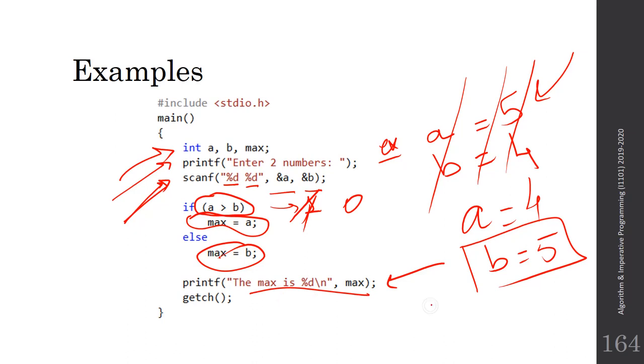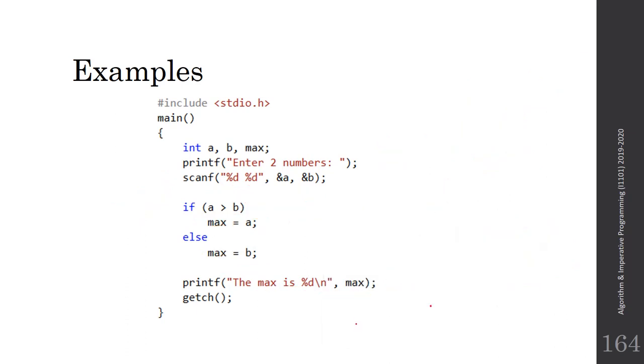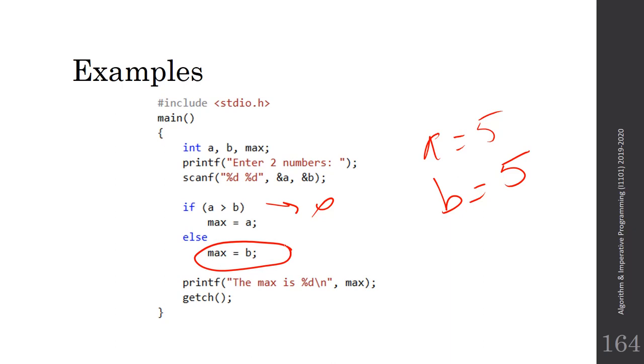One more example here. Let me erase. So let's say A is equal to 5 and B equal to 5. Is A strictly greater than B? No, it is not strictly greater than B. So the answer is 0 because it's no. It means that we will execute block 2. So what we put in max is the value of B. So the maximum is 5.